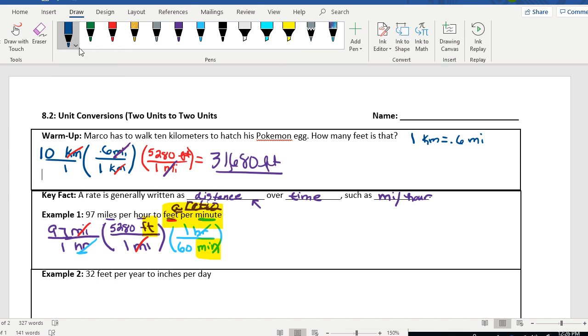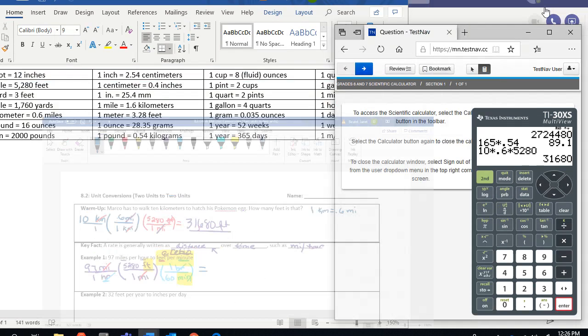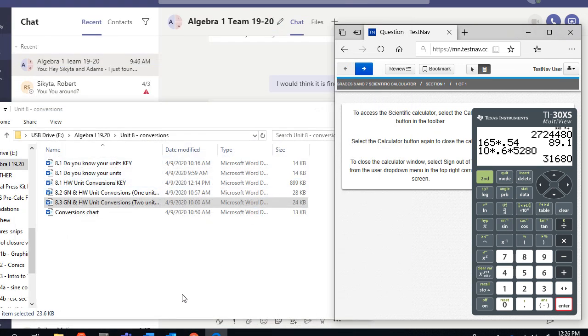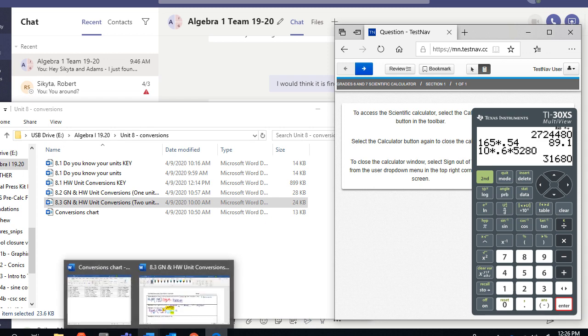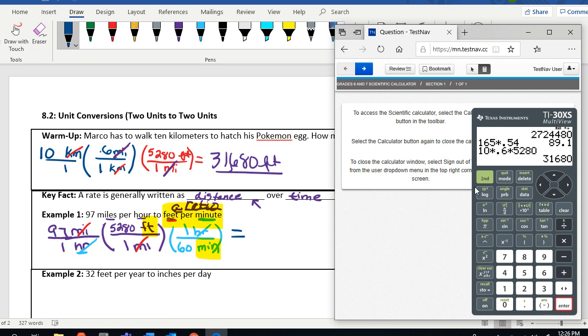So let's go back and see what all I need to multiply. So grabbing my calculator, oops, that's what I needed to do. And now this is in the way. Minimize that. Yikes, I minimized the wrong one. The good news is I didn't close it. Here we go. All right, back to this.